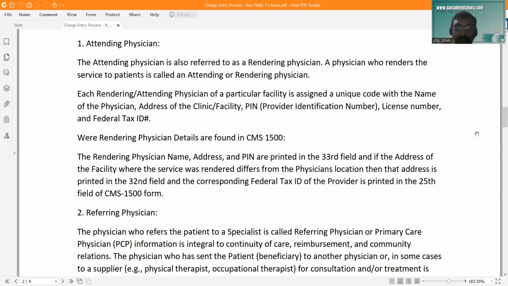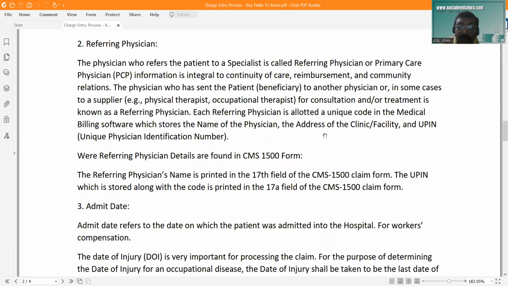Each rendering or attending physician of a particular facility is assigned a unique code with the name of the physician, address of the clinic or facility, then PIN, the provider identification number, then license number and federal tax ID, where rendering physician details are found in the CMS 1500 form. The rendering physician name, address, and PIN are printed in the 23rd field, and if the address of the facility where the service was rendered differs from the physician location, then that address is printed in the 32nd field. The corresponding federal tax ID of the provider is printed in the 25th field of the CMS 1500 form.